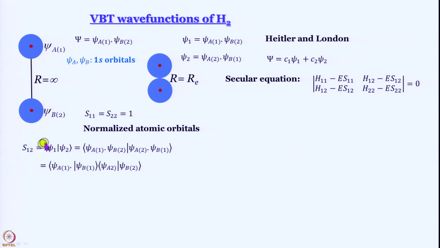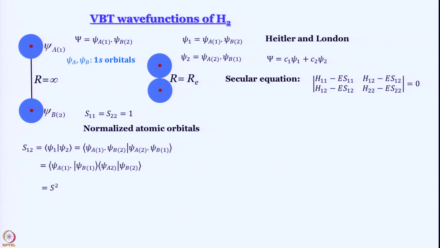Psi b 1 means the same electron number 1, but in a different 1s orbital, on a different atom B. So, this integral is not equal to 0, right? Psi a and psi b are not orthogonal to each other because they are orbitals of two different atoms A and B. This is something that we have discussed earlier.